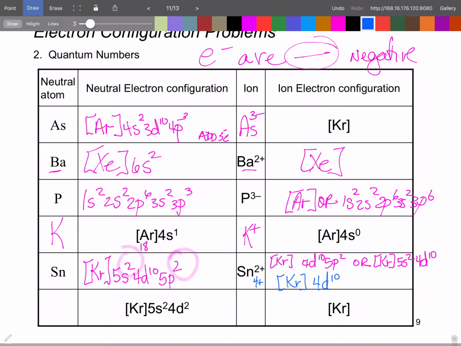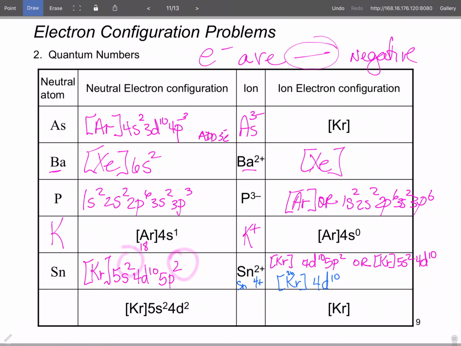Now, do you have to write the 4d10? Well, look at it. Krypton is 36, and tin is 46. And if you lost 4 electrons, then that would be 50. If you leave off the 4d10, then you have krypton, which is 36, plus 4, which is 40, which gives you zirconium, which is not the same thing at all. So the answer, the long answer, is yes.